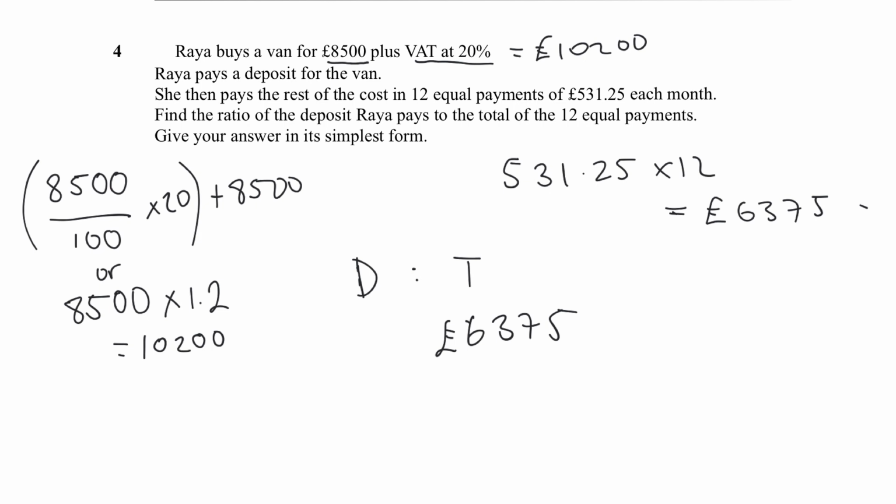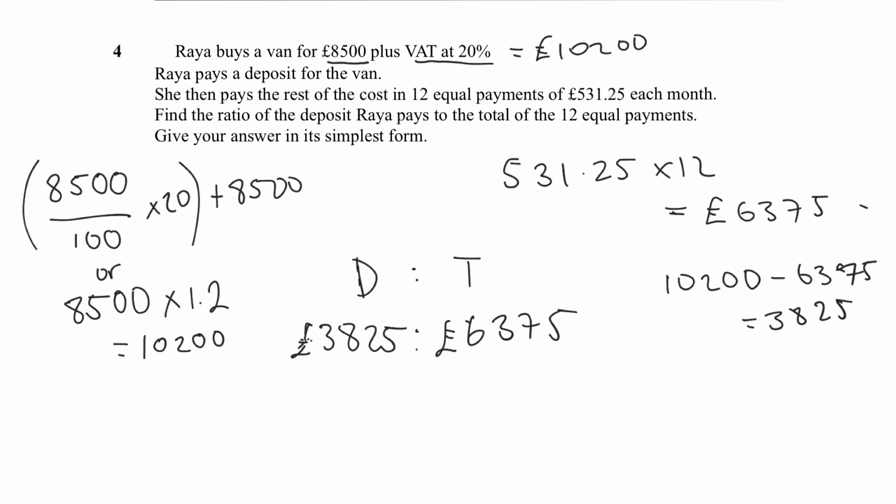To work out her deposit, we're going to do the 10,200 take away how much she was paying for the total of the 12 equal payments, which was 6,375. That would leave you with 3,825. So now we know the deposit price. Now, in regards to the ratio, to simplify the ratio, in your calculator put in 3,825 over 6,375 and see what you get.